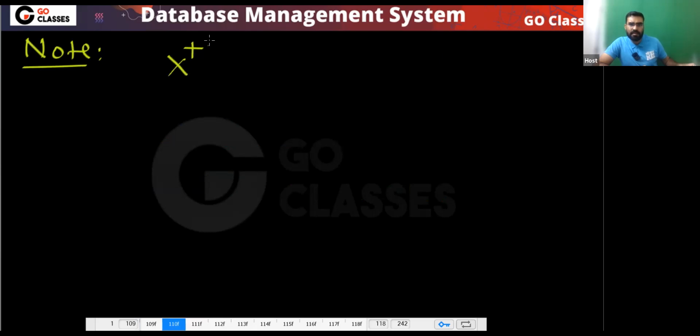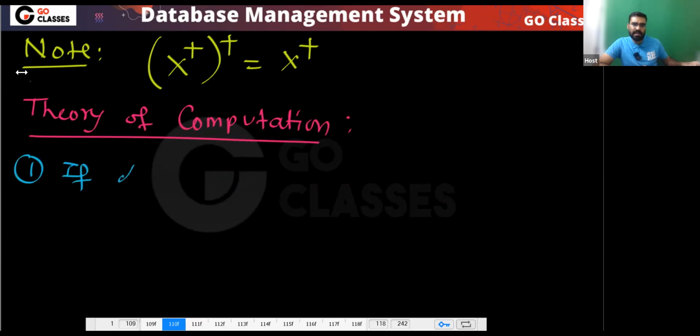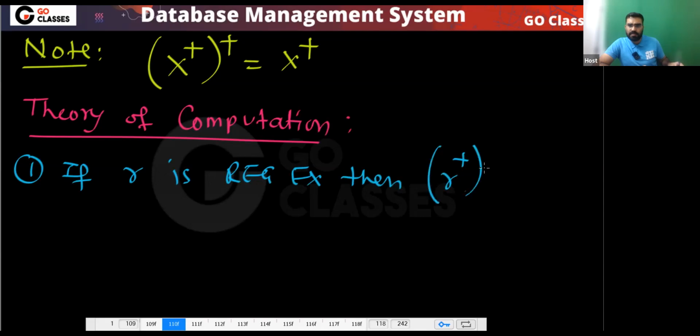Like something plus is equal to X plus. In the theory of computation, we have seen this, right? We have proven this, the same property. If R is a regular expression, then R plus whole plus is equal to R plus.